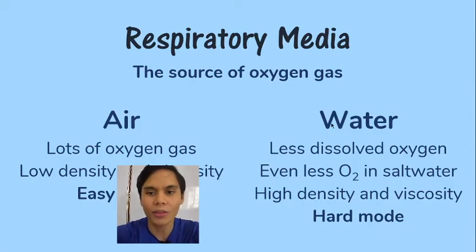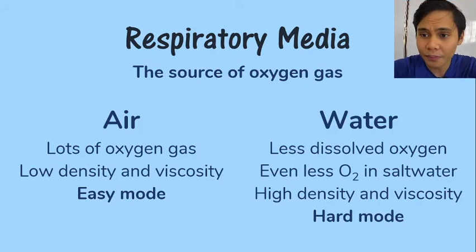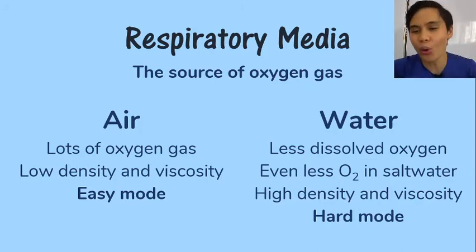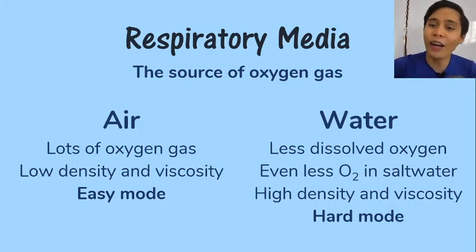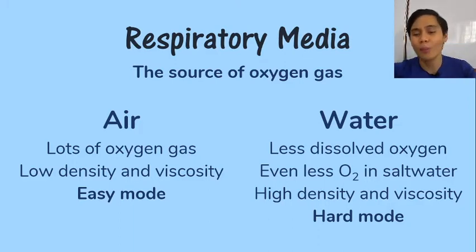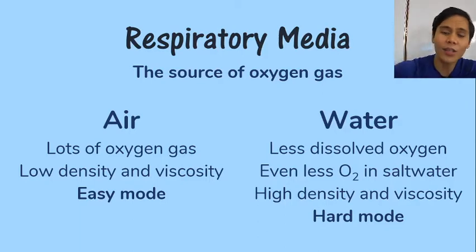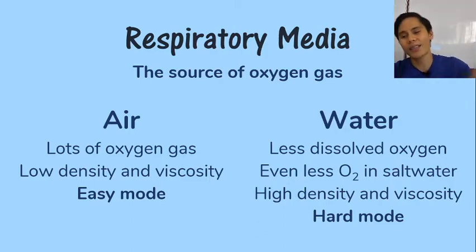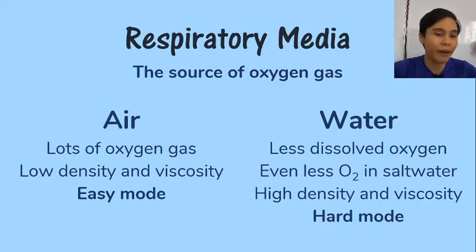So do other animals. In your respiratory media, we have air and water. When we say respiratory media, that's the source of the oxygen gas. For air, there's lots of oxygen compared to water. It's also less dense and less viscous, so it's easy to breathe in air and get oxygen from the air. For water, there's less dissolved oxygen, and there's even less in salt water as compared to fresh water. It's also very dense and very viscous. It's very difficult to extract oxygen from water. So we have easy mode and we have hard mode.